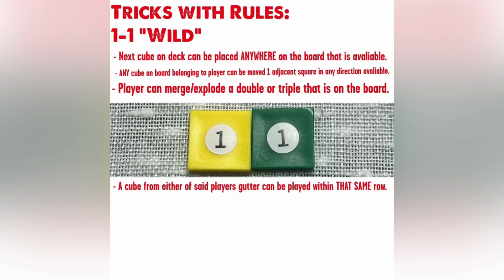For example, if I'm a player playing the green and yellow cube, I could not combine or merge a green cube with a yellow cube. Therefore, if the next on deck does not match the color cube that is on a square on the board, then that square is also considered unavailable.